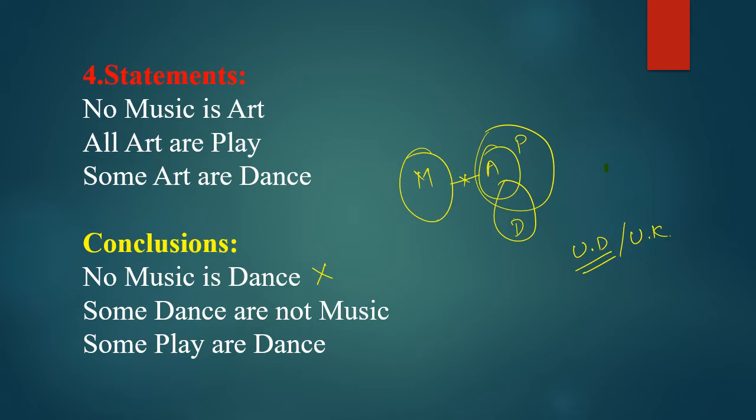Next point, some dance are not music. So here, some dance which are art are not music. Some dance are overlapping on A, whole A are not M. So it's obvious that some dance which are art are not music. Second one is right. Some play are dance. Some play are having an overlapping with dance through A, this part. So some play are dance. Answer should be 2 and 3 follows.